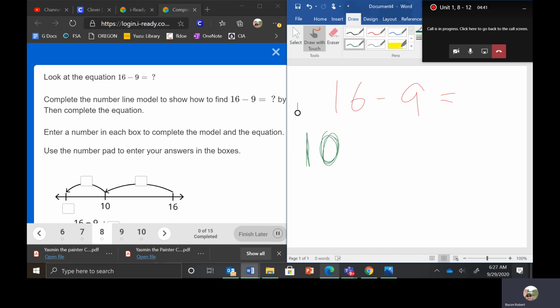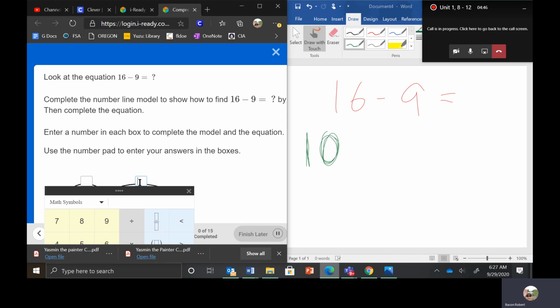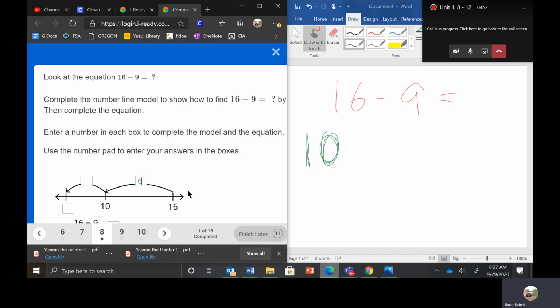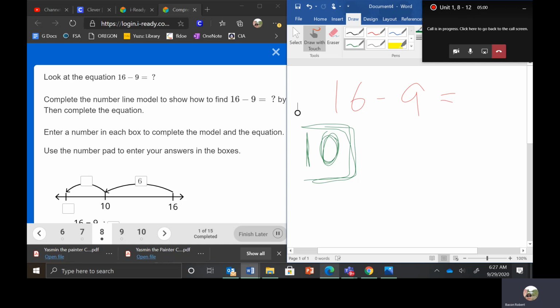So 10 would be our starting point, and to 16 we know would be 6. So we can put a 6 right in here because we know from 10 to 16 is 6. And that helps us because we also know that from 9 to 6, there's a difference of 3. So we're breaking our 9 down into pieces. And since we know 10 to 16 is 6, we need to figure out what's left over. So 9 take away 6 equals 3.